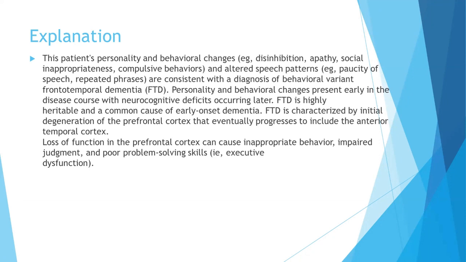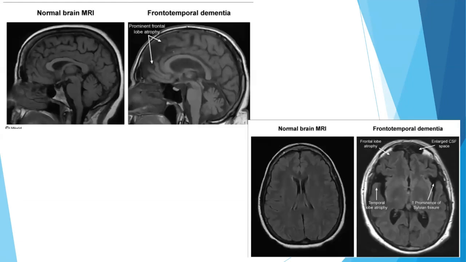FTD is highly heritable and a common cause of early onset dementia, and it is characterized by the initial degeneration of the prefrontal cortex, eventually progressing to include the anterior temporal cortex. The loss of function in the prefrontal cortex can cause inappropriate behavior, impaired judgment, and poor problem-solving skills, for example executive dysfunction. Here in this image, you can see that the patient has frontal as well as temporal involvement. If the patient has frontal lobe involvement, then he will have behavioral changes. And if the patient has temporal lobe involvement, then he will have apathy.